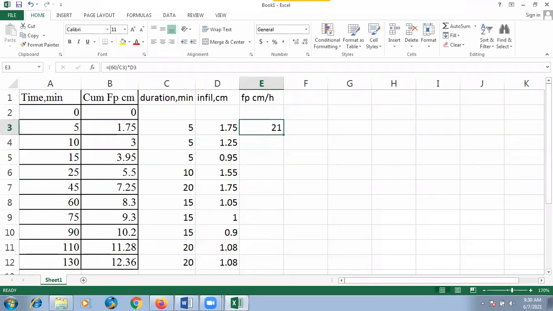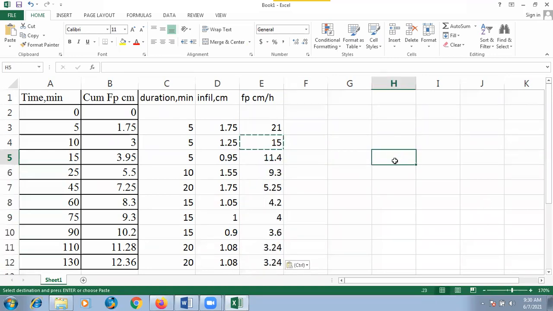And similarly for the next case, I will do the similar thing. 60 divided by the duration, again 5 minutes, then multiplied by the infiltration depth, you get the infiltration capacity in centimeter per hour. Similarly, you would calculate for all other intervals of time. So that is done here. Any doubt at this stage regarding determination of Fp? Fp clear?